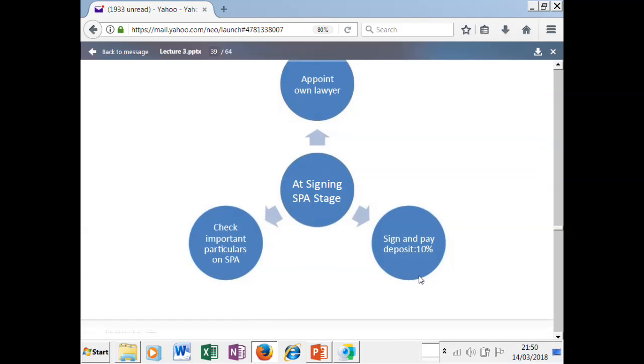And then sign and pay the 10% deposit, and then check important particulars on the SPA. SPA is normally standard, the sale and purchase agreement. But just ask your lawyer to check it together, is it okay or not? If they say okay, it is standard. The worry is that suddenly the SPA is a bit different, they changed it, and we are finished because we are the ones who sign. Once you sign, it is considered that you agree.